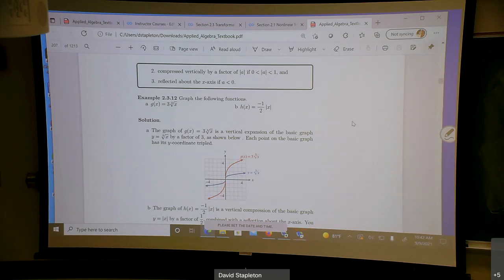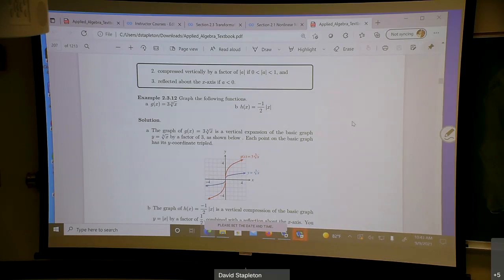So this one was a stretch because the scaling factor was greater than one, right? This one, a, multiplying the basic function, has a scaling factor whose absolute value is 1/2, so it's a compression. It's going to be half as tall. 1/2 times the absolute value function is half. The minus flips it upside down. Flips over the x-axis.